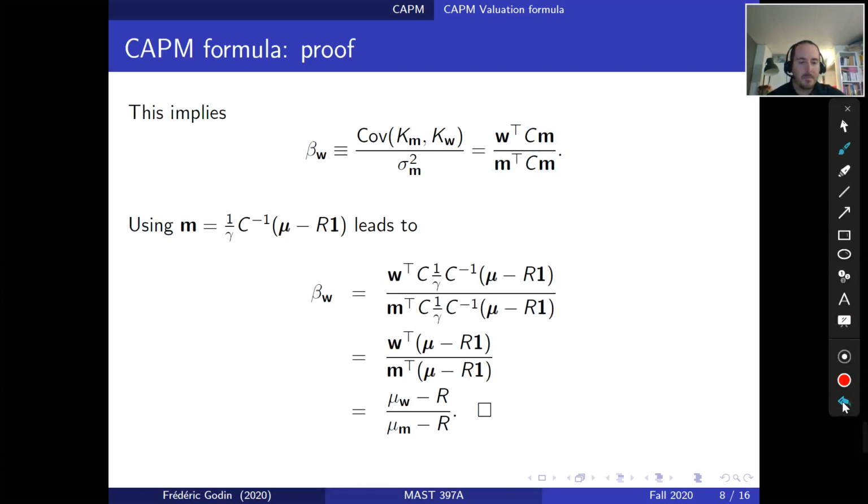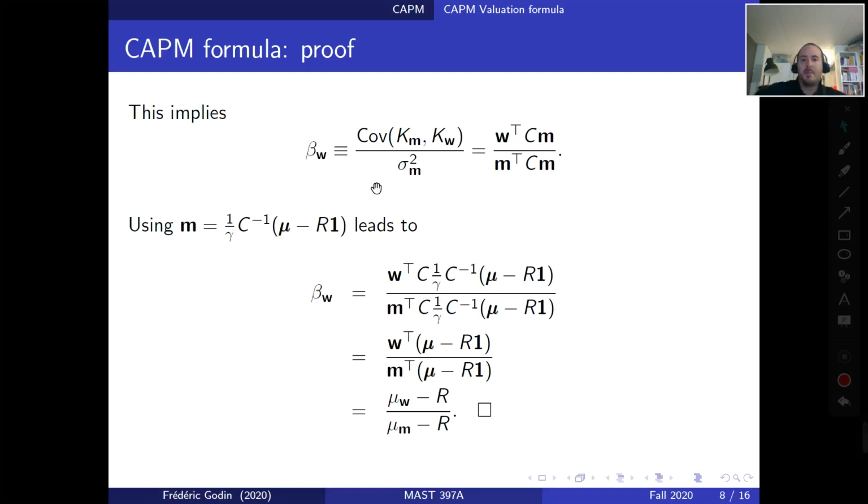But now, recall that we have an expression for the weights of the market portfolio. From the previous slide, the market portfolio was of the following form: some constant times the inverse of C times mu minus a vector of R's. So we can substitute both M's here on the right side of C by this quantity. If we plug in this expression and replace this M and this M here, we get the following expression.